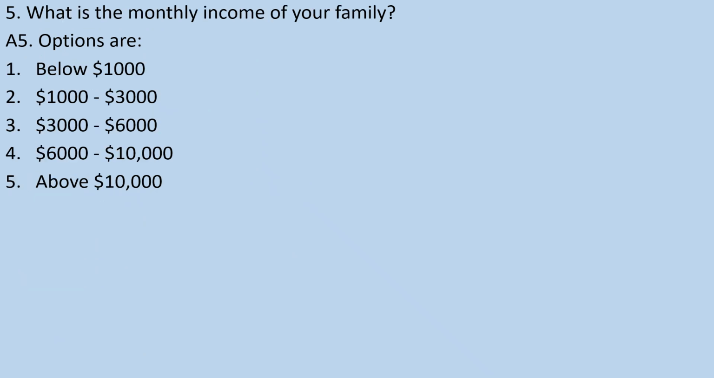Now the last question for question number 1 is: what is the monthly income of your family? So what can the options be? It can be below $1,000, between $1,000 and $3,000, between $3,000 and $6,000, $6,000 to $10,000, and the last one, above $10,000. So these can be the options for the monthly income of a family.